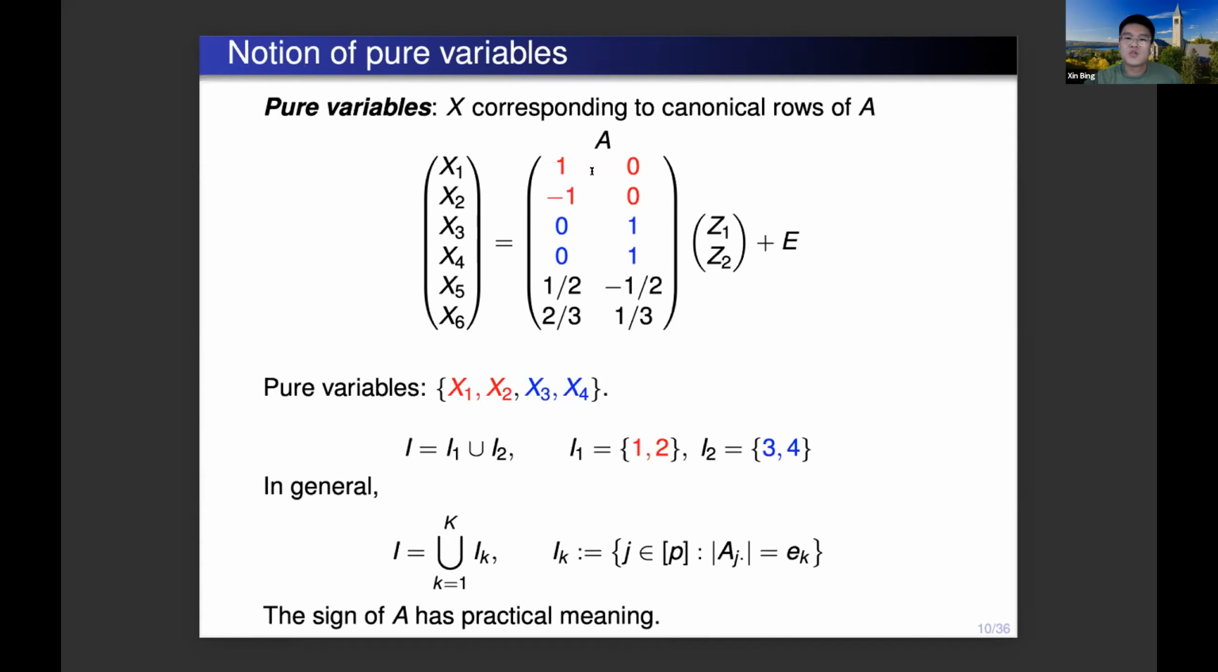The one thing I want to mention here is that you might notice the assignment matrix A is allowed to have some negative entries. So the sign of A has really practical meaning, and our model allows this flexibility, because if you think X1 is some antibody measure and Z1 is some signature, if X1 is positively associated with this signature, it means that measurement activates this signature, otherwise it inhibits. So the sign of A really has some practical meaning in our context.